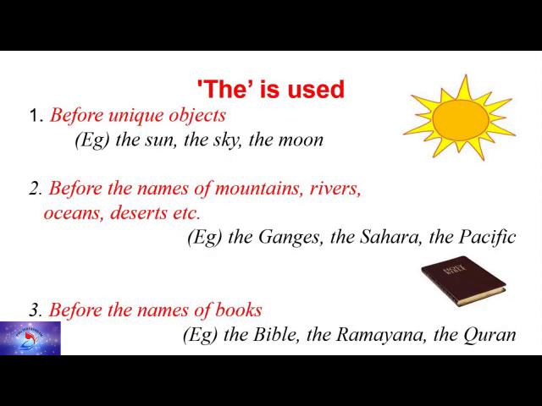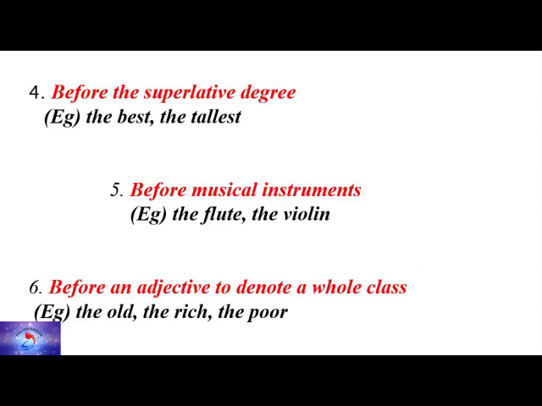So next, the usage of the. The is used before unique objects like the sun, the sky, the moon. Again, before the names of mountains, rivers, oceans, deserts, etc. The Ganges, the Sahara, the Pacific. Before the names of books, the Bible, the Ramayana, the Quran. And in the same way it is used before the superlative degree, the best, the tallest. Before musical instruments, the flute, the violin, etc. And before an adjective to denote a whole class, the old, the rich, the poor.